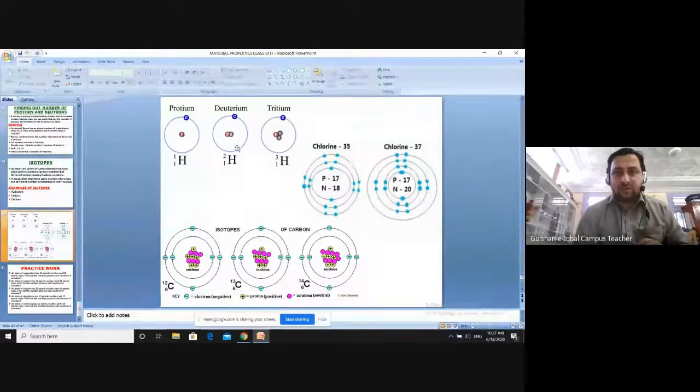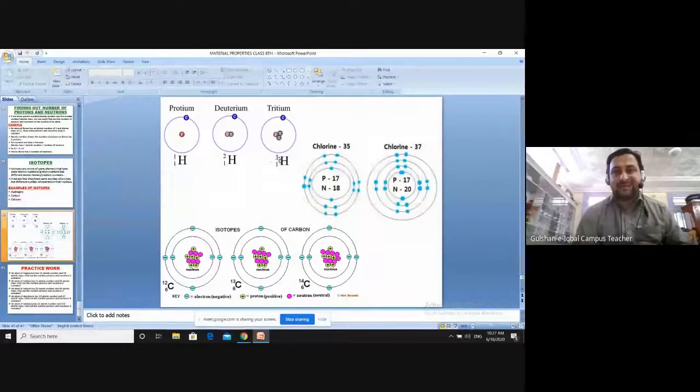Look at the second one. 1 proton plus 1 neutron. So 1 proton plus 1 neutron means its mass number or atomic mass is 2. You can see here 2. Look at the third one. 1 proton and 2 neutrons. 1 proton plus 2 neutrons is equal to 3.